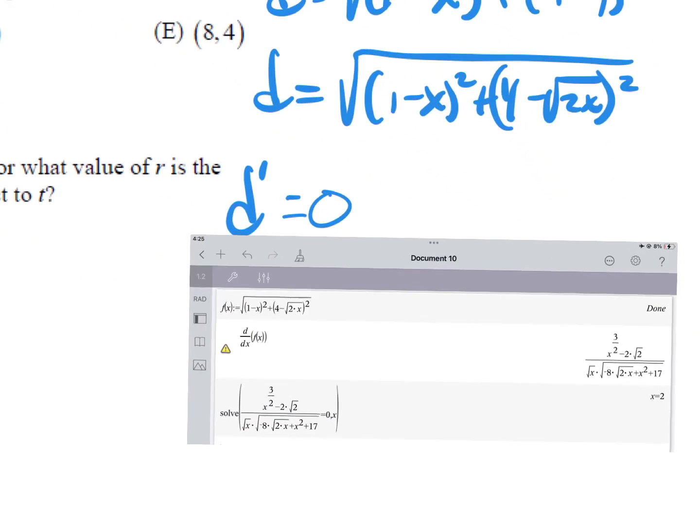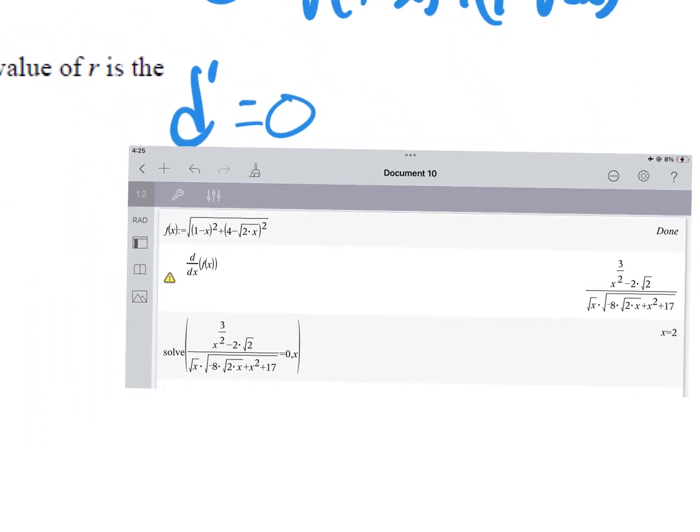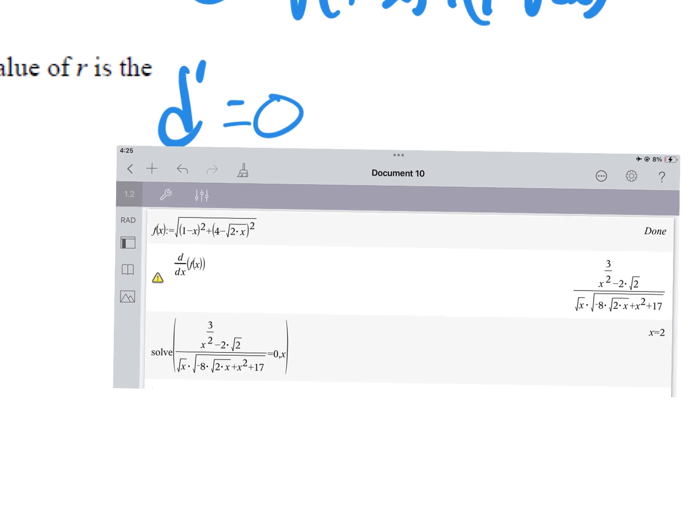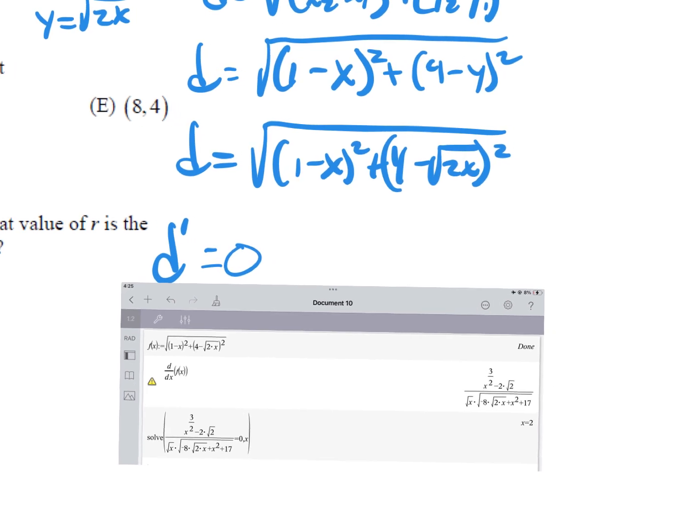So here's what I did on my TI Inspire. So we plugged this function into f of x. You can call it d of x if you want, but it gets a little weird with the derivative, so I like to call it f. Be real careful. Just make sure you typed it in right. Looks like 1 minus x squared, 4 minus the square root of 2x squared. Watch those parentheses in the squareds.